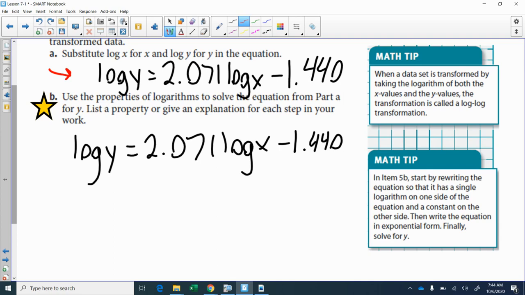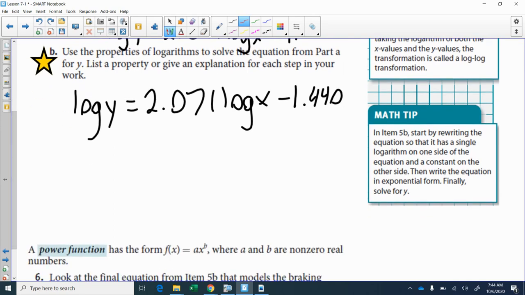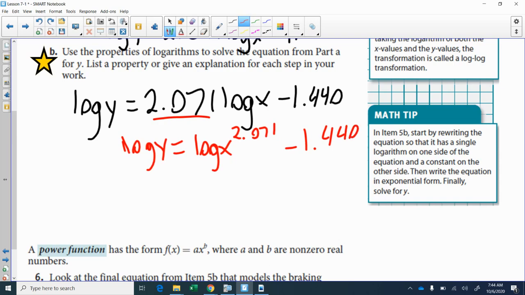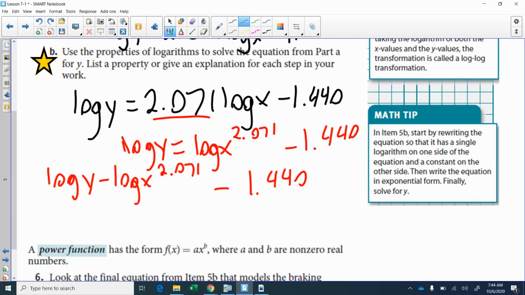Well, now let's start to simplify. Let's see if we can turn this into something that we can actually use. So we're going to go ahead and use all of our properties. First step, I have a value outside. I'm going to bring it in. This becomes log y equals log x. This becomes the exponent of that value, minus 1.440. I can subtract that whole log of x value over to get log y minus log x, 2.071 minus 1.440.